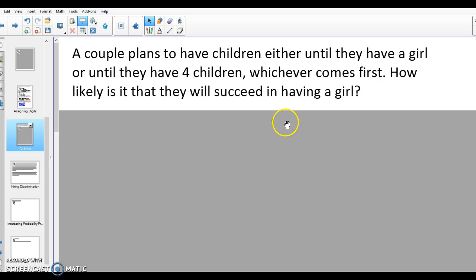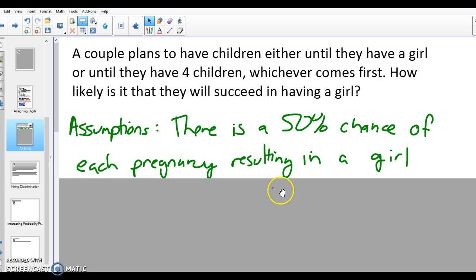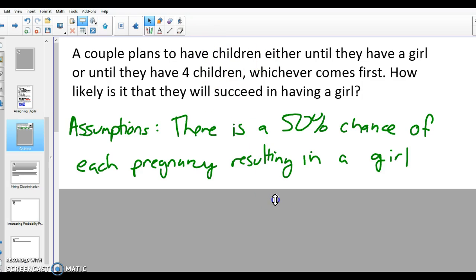So this one's a little bit different in that we don't have a set number of trials like the one about the free throws. We have 2 options. Either they're going to continue having children until they have 4 children, or they're going to stop when they have a girl. So first things first, define your assumptions. Even though it's not stated specifically in here, we would assume that there's a 50% chance of having a girl each pregnancy.